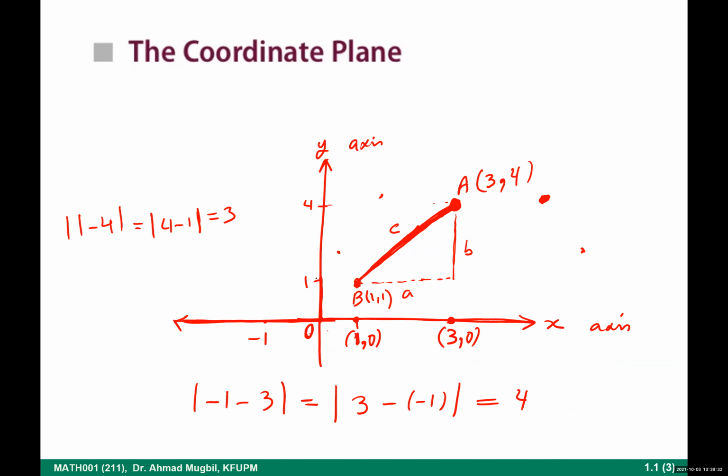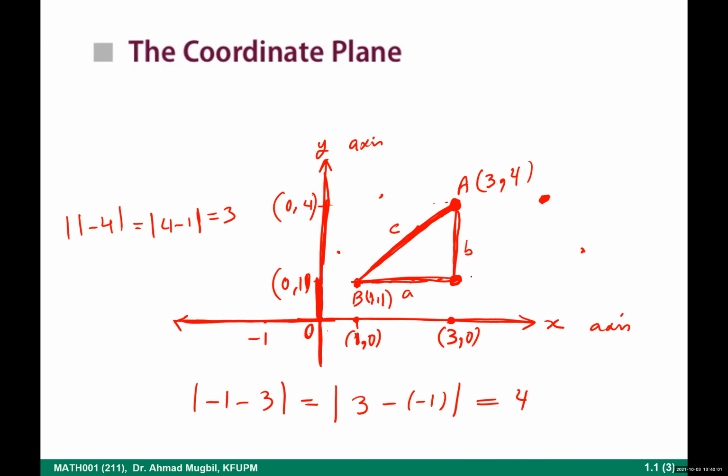This point on the y-axis, 1, is in fact 0 and 1 because y here is 1, but x is 0. X is 0 always on this line. This point is 0 and 4. When we are on the y-axis, we write it like that. Great, now you know that this point is 1 and 1 and this point is 3 and 4. So you can find the horizontal distance between them, the vertical distance, and what A and B are.